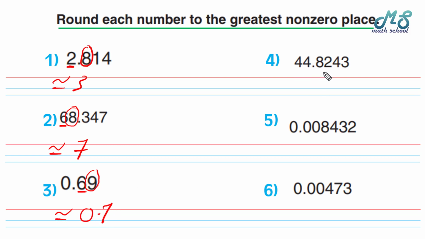Next, 44.8243. The greatest place is the tenth place, and circle the right digit. It's rounded to be 40.